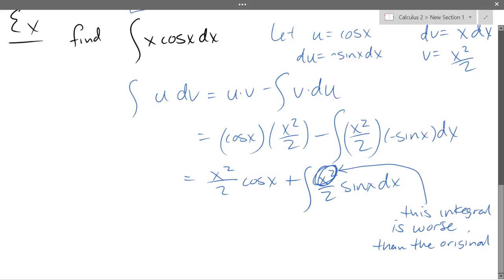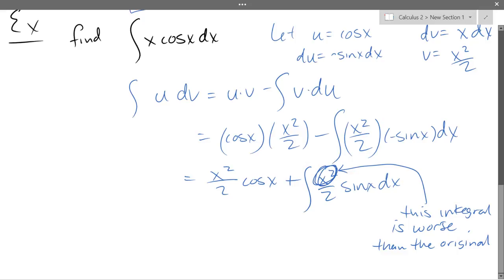Generally, if you get a worse integral, you made a bad choice. Unfortunately, you could make the correct choice and it may not actually look any better. It may be equally complicated. So we'll do a few examples where it doesn't really get nice.